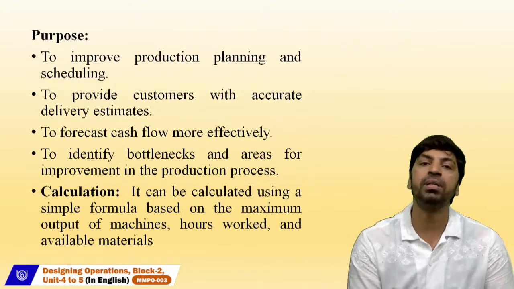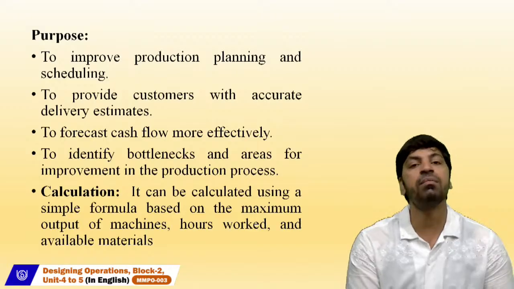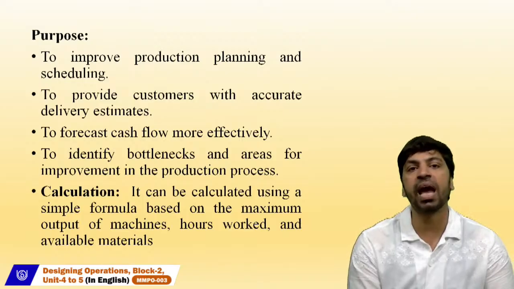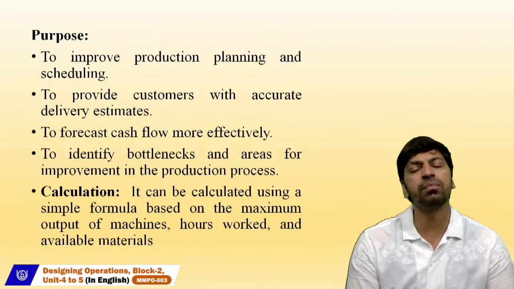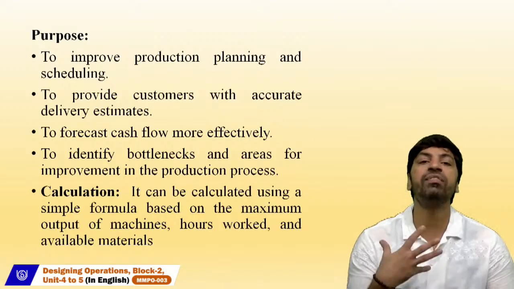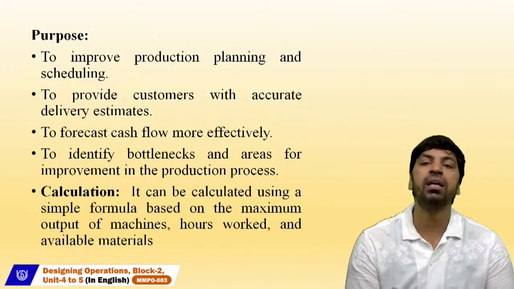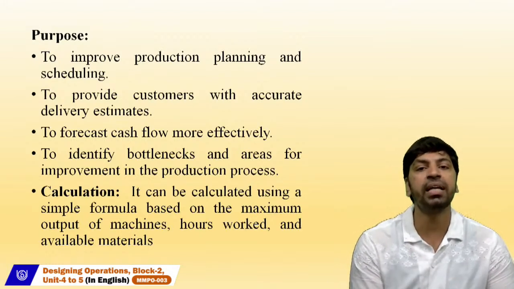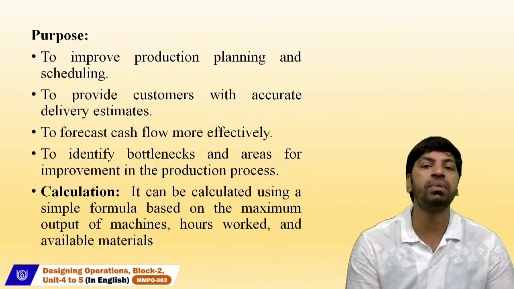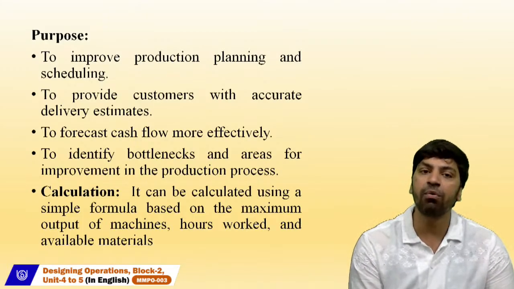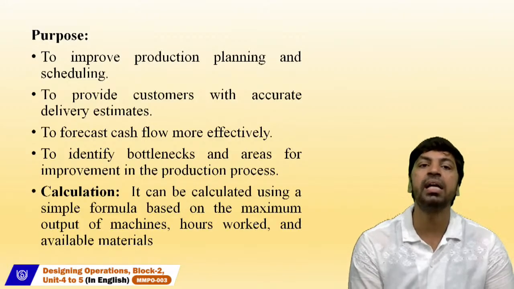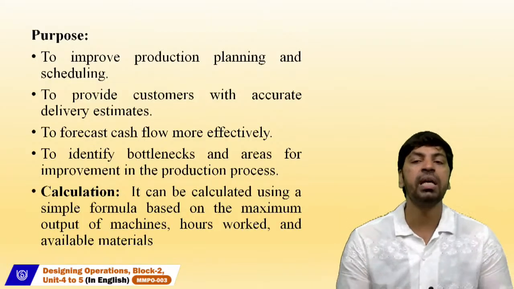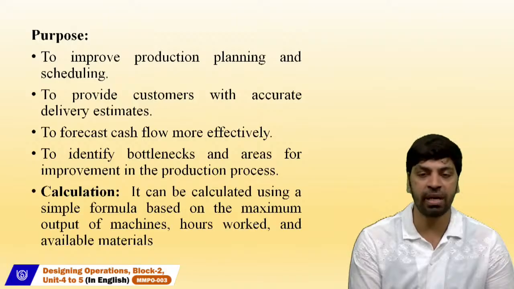What would be the purpose of manufacturing capacity? It improves production planning and scheduling. It provides customers with an accurate delivery estimate. It also forecasts cash flow more effectively and identifies the factors which slow down production. How to calculate it? It is calculated using a very simple formula based on the maximum output of machines, hours worked, and the available materials. And the formulas can be shown in the stages of manufacturing capacity.